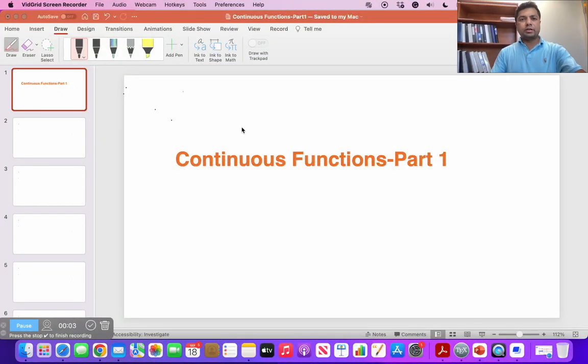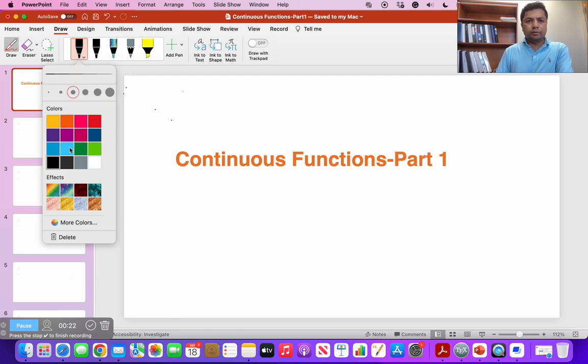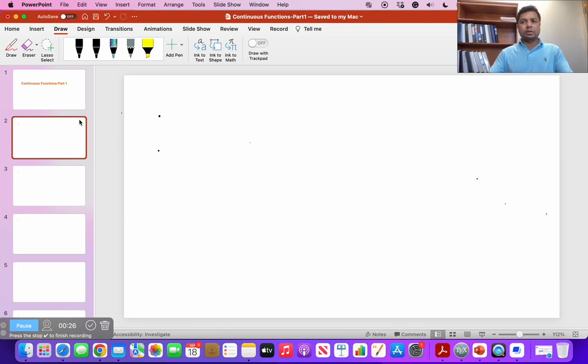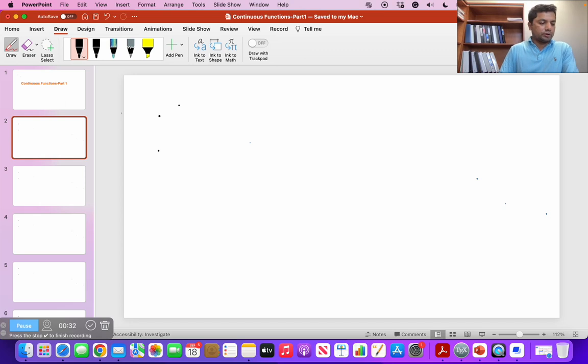You have studied a continuous function in calculus and other mathematics courses. In this video, we're going to study continuous functions from the point of view of topology. Let me give you a formal definition of continuous function, and then I will give you some examples and other properties of continuous functions.